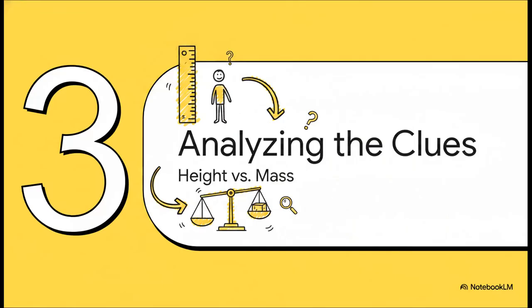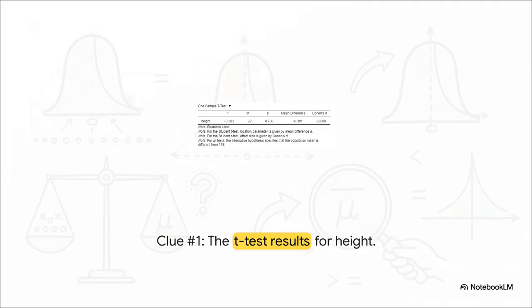Okay, rules are established. Now for the fun part, analyzing the clues. We're going to look at two things separately here. First, the height of our guys, and second, their weight. Let's see what the evidence tells us. All right, first up, let's look at clue number 1, height. The raw numbers show our group had an average height of about 177.6 centimeters. Now, you and I can see that's super close to the national average of 178 centimeters. I mean, it's barely different at all. But the question is, is it close enough for a statistician? Is that difference just noise? The real answer is hiding in these results.